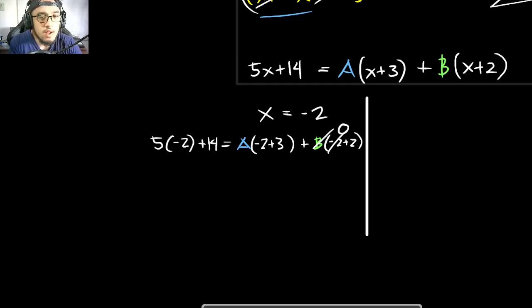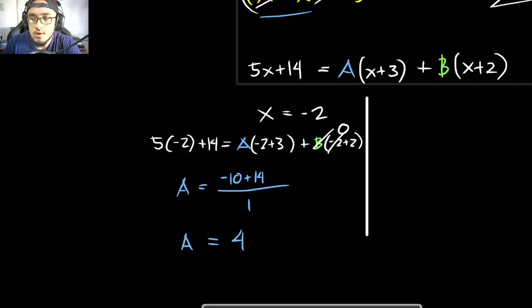So the value of a is now equal to negative 10 plus 14, divided by, what is this value right here? Negative 2 plus 3. So this is equal to 1. From that, our value for a is now equal to 4. So negative 10 plus 14, and that is equal to 4. Okay, so we already have our value for a.